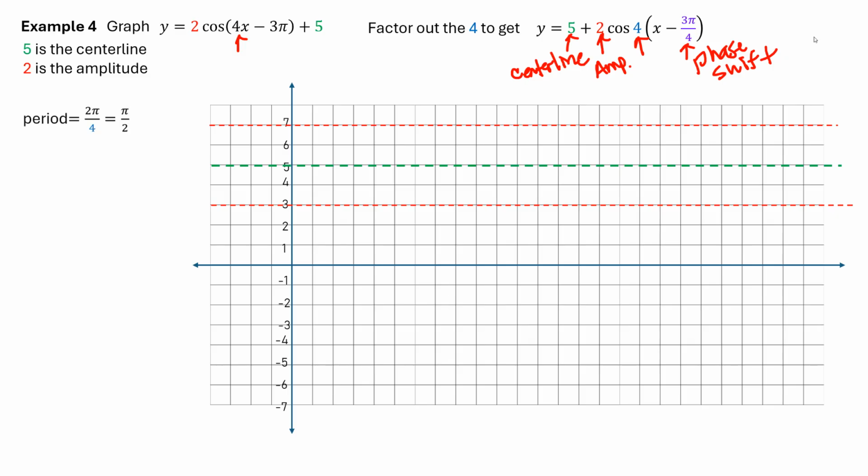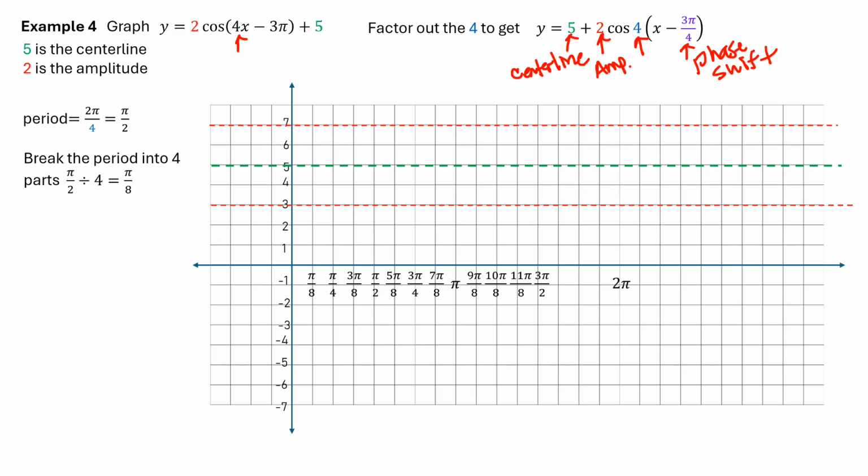Then I can see, like I said before, that 4, that I factored out, the period is equal to 2 pi over that number. So 2 pi over 4 is the period, which is just pi over 2. So I'm also going to break that period up into 4 pieces. So pi over 2 divided by 4 is pi over 8. And that tells me that I want to break up my x-axis into pieces of pi over 8.